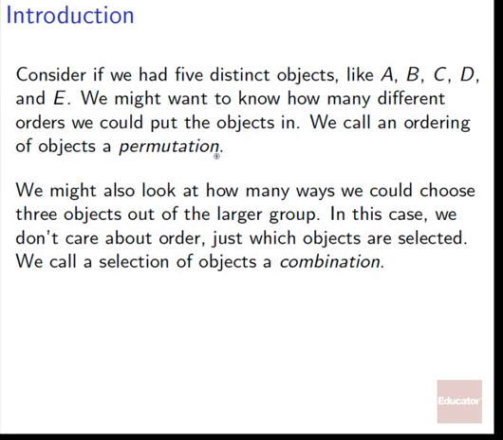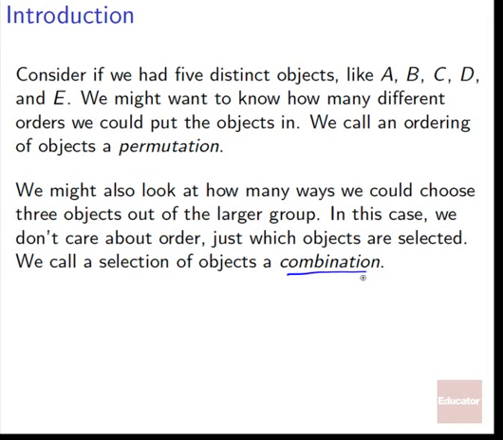The other thing we'll be working on is this: consider if we had that same group, A, B, C, D, E, but this time we're just going to pull three objects out of the larger group, and we don't care about order. So we're taking three out. We are choosing three objects, but this time the order of the selection doesn't matter, just which objects are selected. We call a selection of objects a combination.